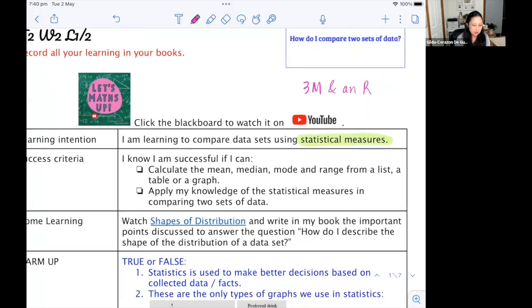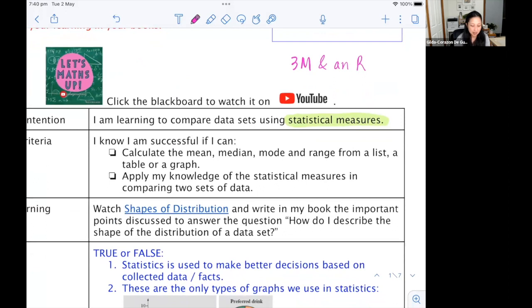And those are what we want to calculate today, but it would be a little bit different from how we were learning them, because this time we will be calculating the 3 M's and an R from a list, data from a table, and also data from a graph, okay?